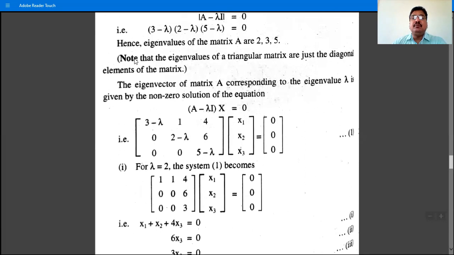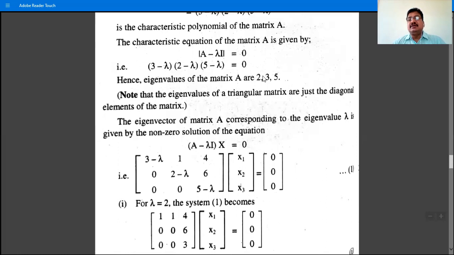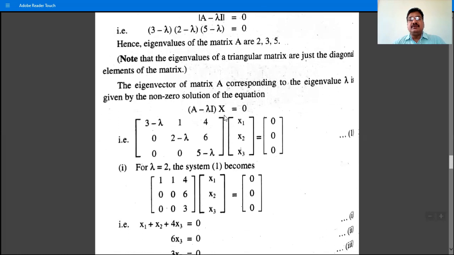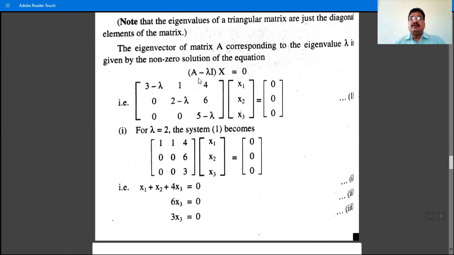Okay. So next, we have to find the eigenvectors corresponding to 2, 3 and 5. In order to find eigenvectors of matrix A, we have to find the non-zero solution of the system (A minus lambda I) x is equal to 0. That is, A minus lambda I times x, where x is x1, x2, x3, equals 0, 0, 0. Suppose this is equation number 1.